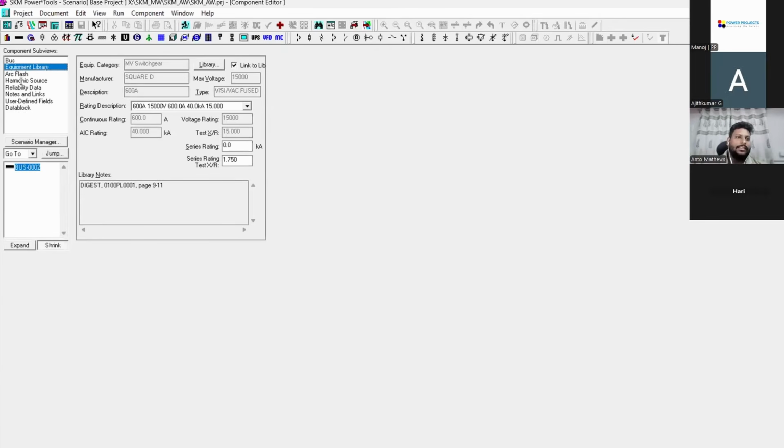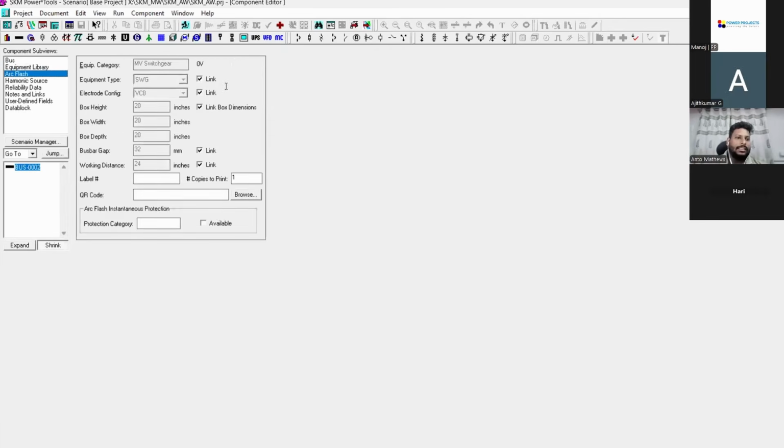After this, I took the arc flash data. Once the equipment was directly taken, it will directly give the arc flash boundaries, like the box height, width, and depth, the bus bar gaps, and the working distance with respect to the standard. All these things are already existing in a library file, so they will appear in my component editor. So I was done.